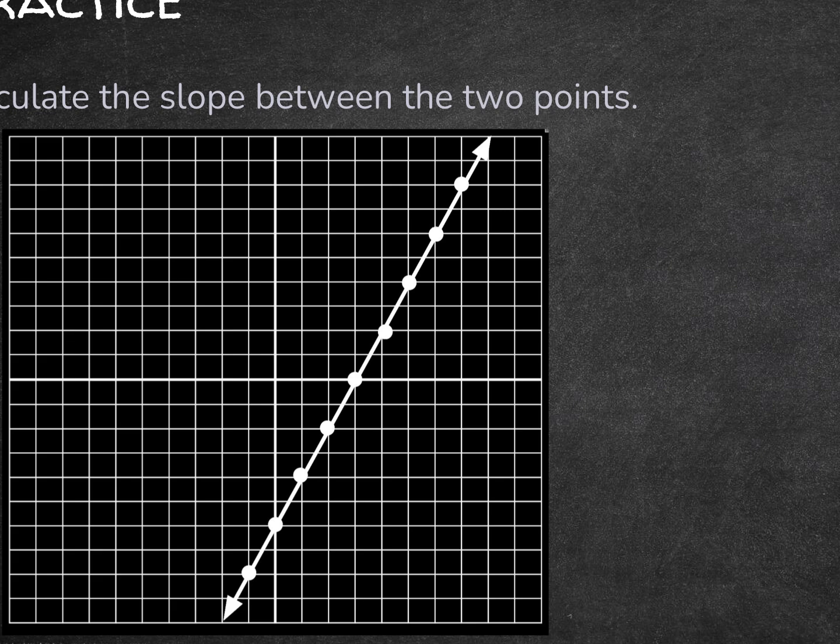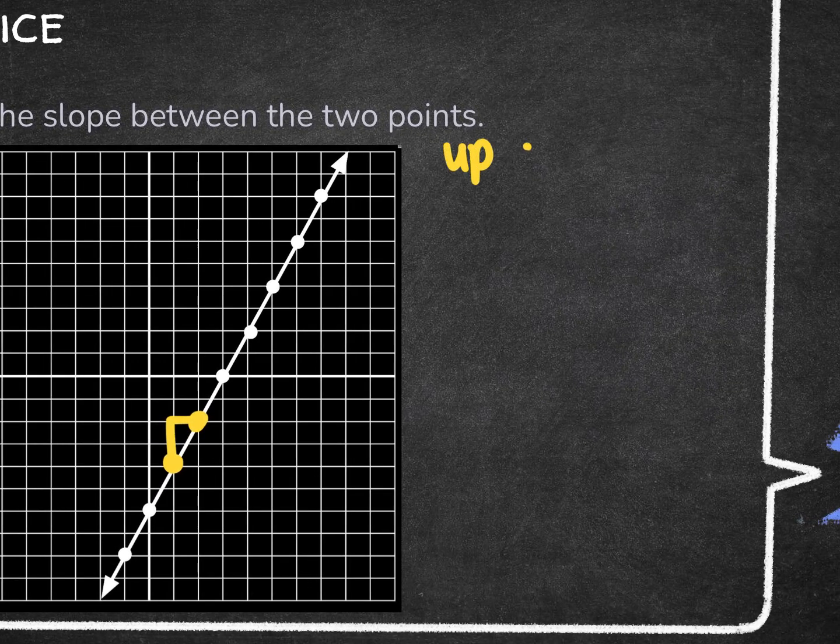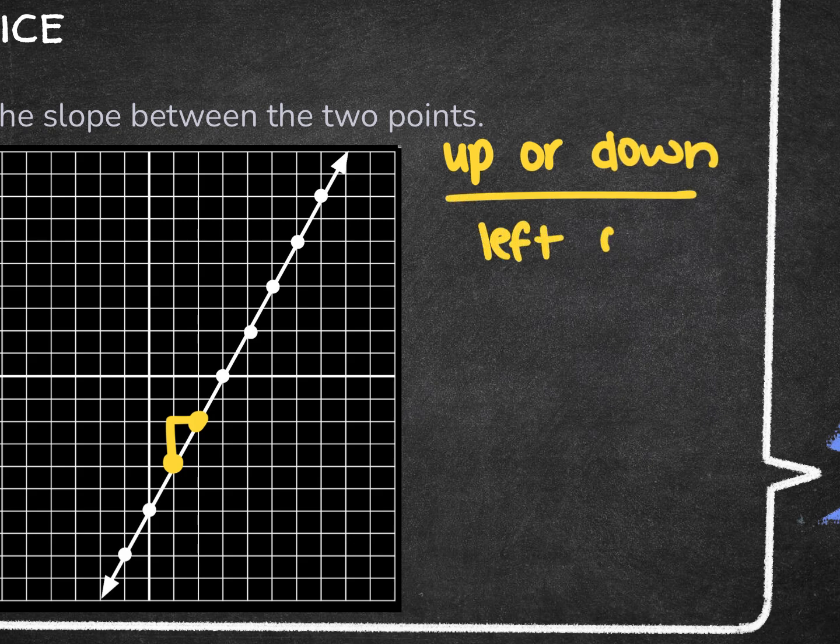So I'm going to choose any 2 points. So I'm going to pick this point right here, and I'm going to choose the next closest point to it. So I can do either the closest one behind it or the closest one in front of it. And I'm going to connect those 2 points with straight lines. So remember, we said your slope is how many you go up or down over how many you go left or right.